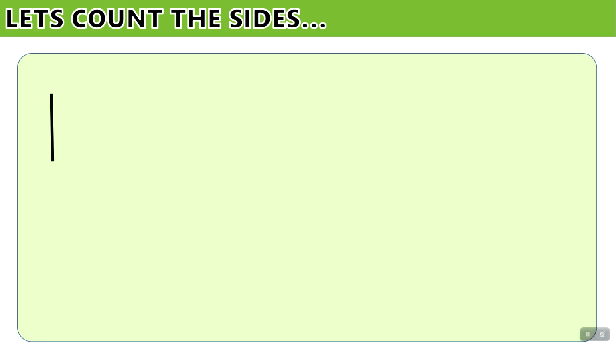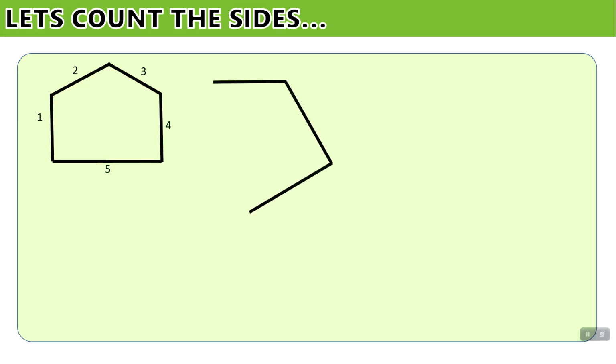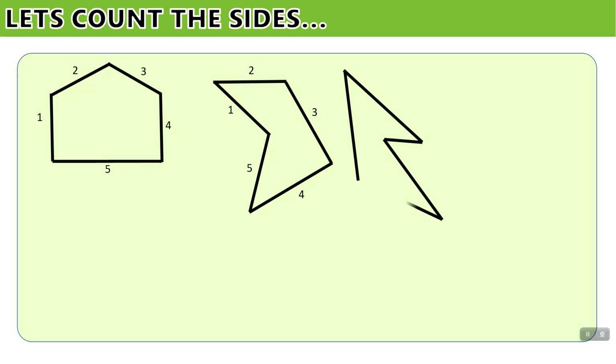Now let's count these sides. 1, 2, 3, 4. This is a 5-sided shape. 1, 2, 3, 4, 5. And then this one. 1, 2, 3, 4, 5. It has 5 sides, but it looks totally different from the first one. And now this one. Again, 1, 2, 3, 4, 5 sides.